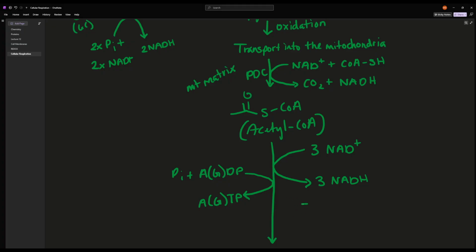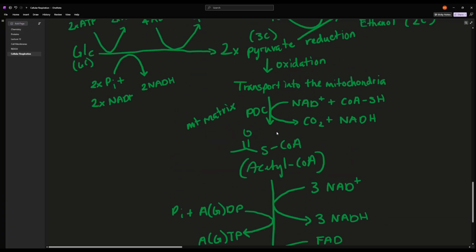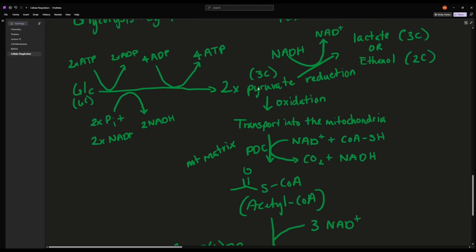And then finally, out of this, we get one molecule of FAD being converted to FADH2. And then out of this, we get 2 CO2. Note that that is per one acetyl-CoA, and one acetyl-CoA is one pyruvate, and there's 2 pyruvate per glucose.